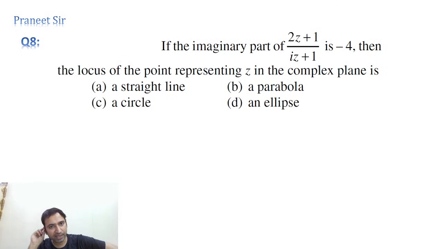Yeah, this is the next question we have. The imaginary part of (2z plus 1) by (iz plus 1) is equal to minus 4. Then the locus of the point representing z in the complex plane is. So guys, start doing this question.